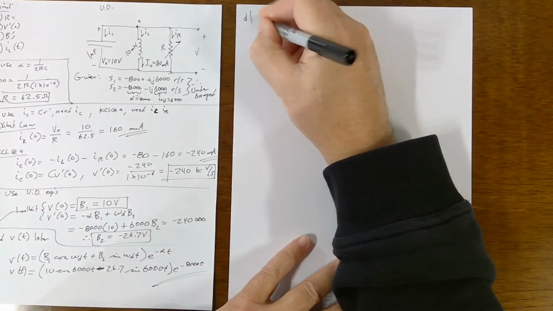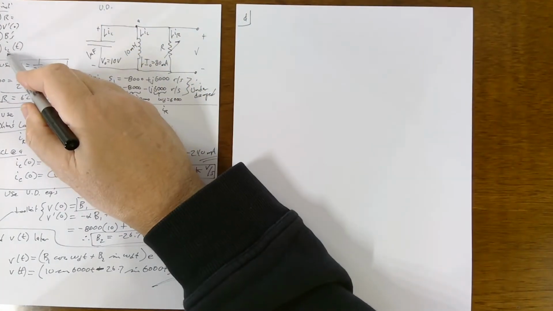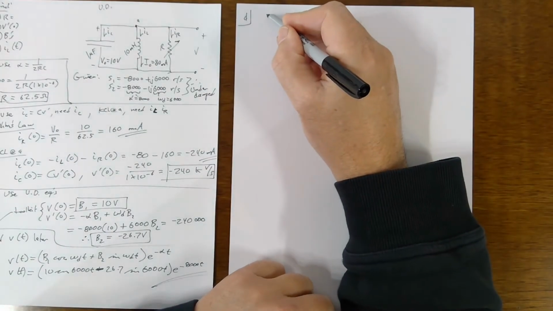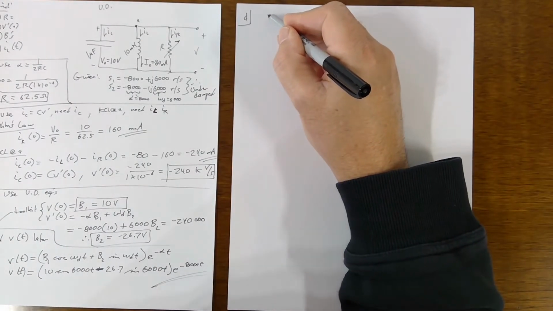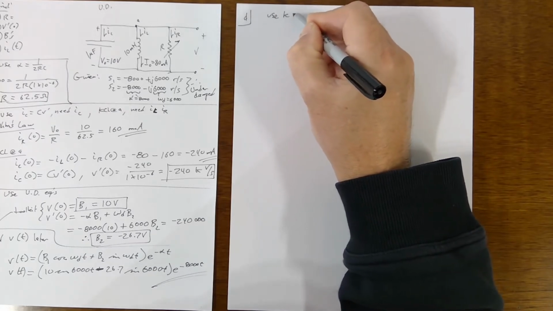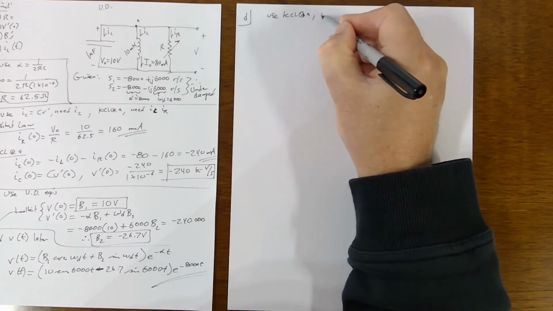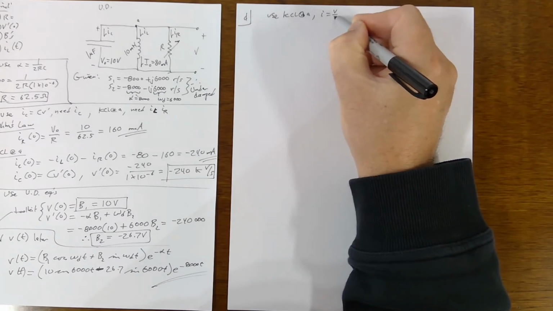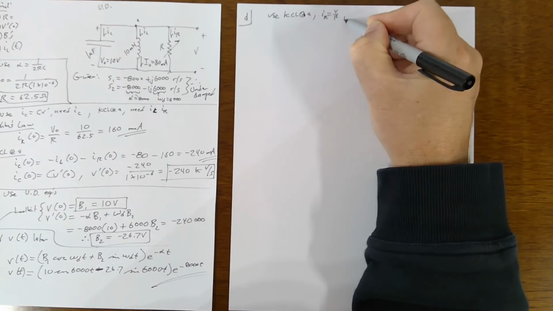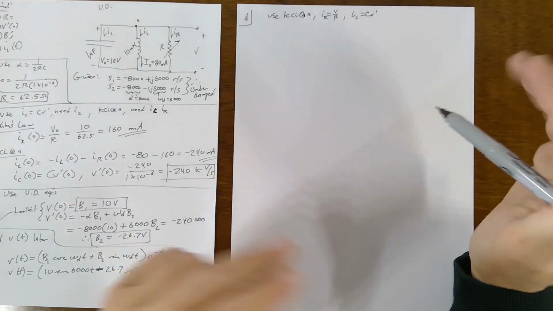We're going to part D. We need I sub L at t. So we're going to use KCL at A. We're going to use I sub R equals V over R, and we're going to use I sub C equals CV prime. Our three tricks.